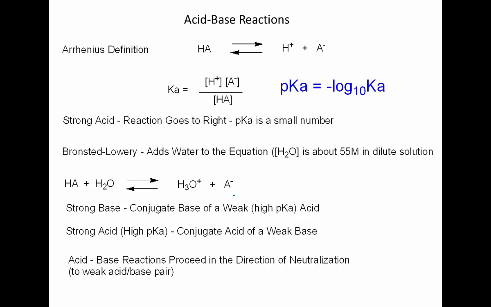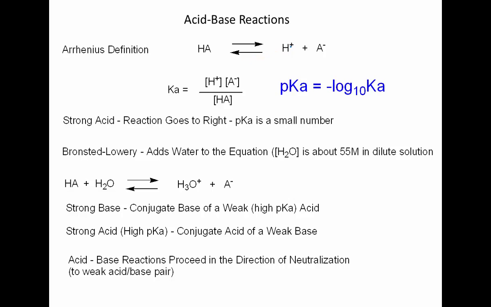Okay, the last part of the structure and bonding chapter is going to be concerned with acid-base reactions. And I hope that for most of you, this is nothing more than a review. Okay, we have the Arrhenius definition, which looks at an acid as a proton donor and a base as a proton acceptor. The equation that's important here is the dissociation of the acid.